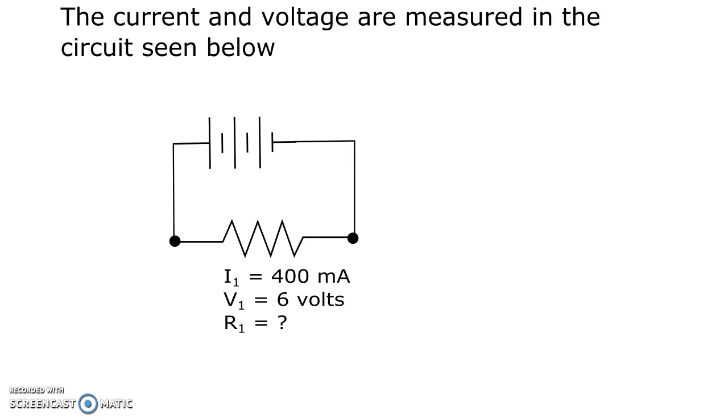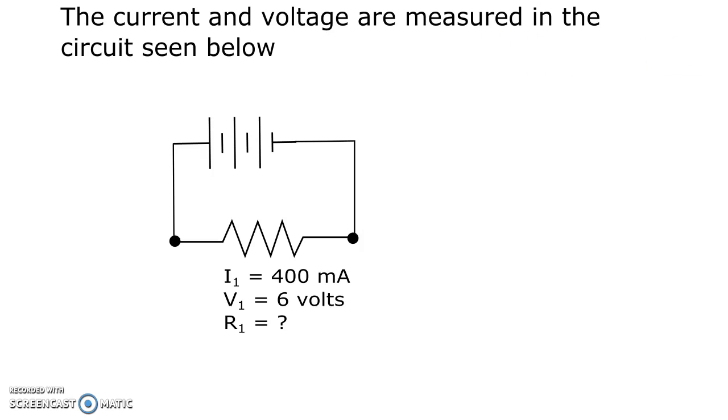So let's suppose we have a circuit as seen here. We have a battery and we have a resistor. There are measured values of current. Current here is I, and the current going through this resistor is 400 milliamps. We have a voltage going across this resistor of 6 volts, and the resistance is the thing that we're trying to find. This is the goal of our problem, to find out how much resistance this thing has.